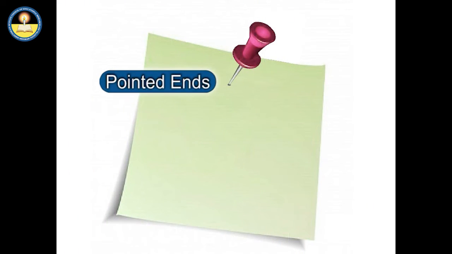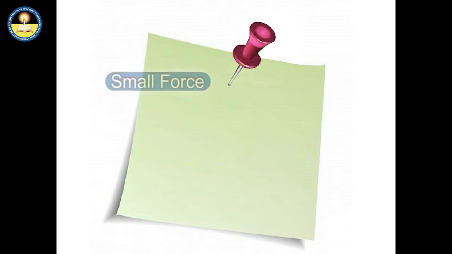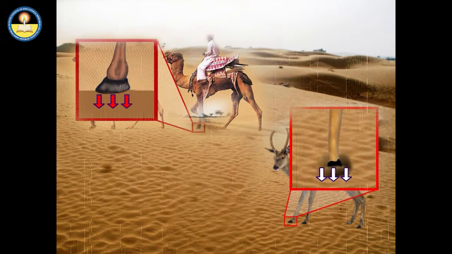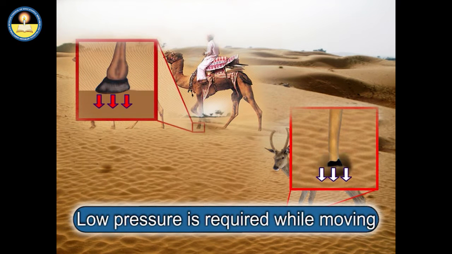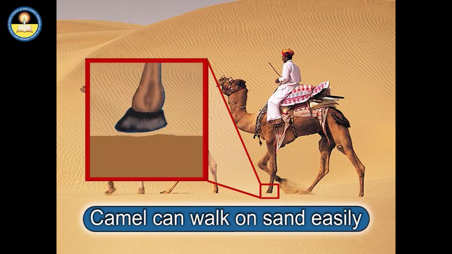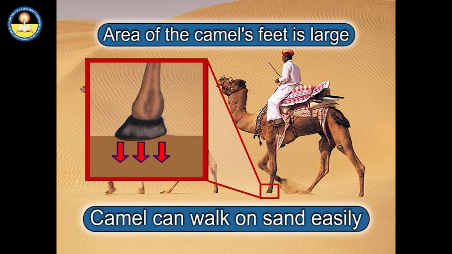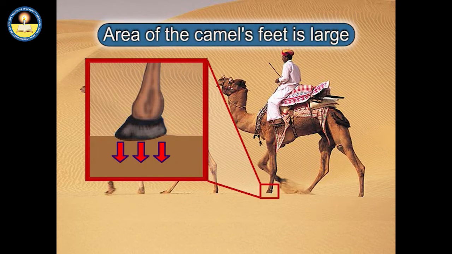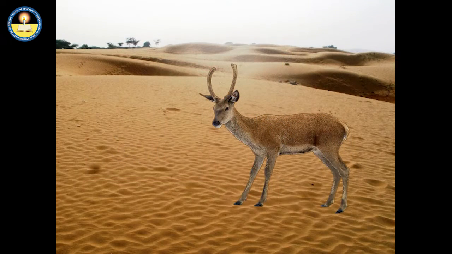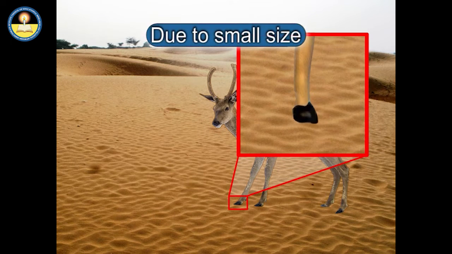Both pins have pointed ends, so that a small force applied over the head of the pin may allow it to penetrate into the surface easily. On the other hand, a low pressure is required while moving or holding something, such as a camel can walk on sand easily because the area of camel's feet is large. Hence, the pressure is lower and his feet do not sink into the sand. On the other hand, a deer cannot walk on sand easily due to the small size of his feet, which may go into the sand.